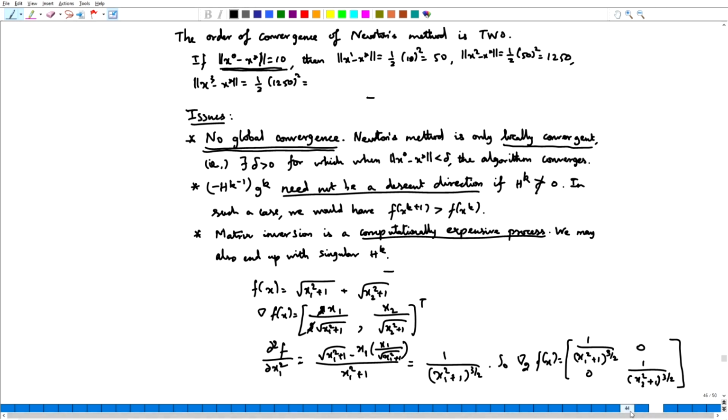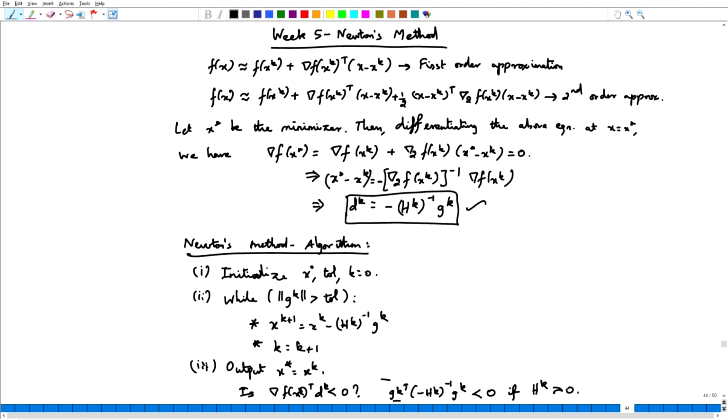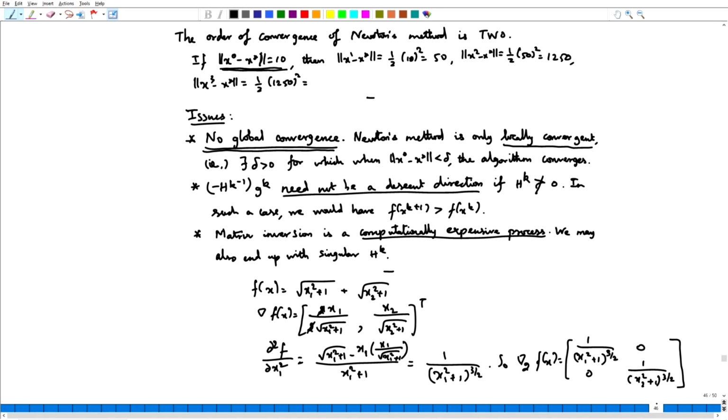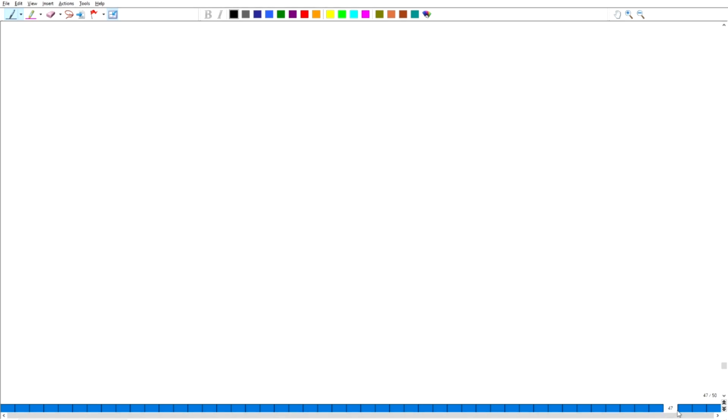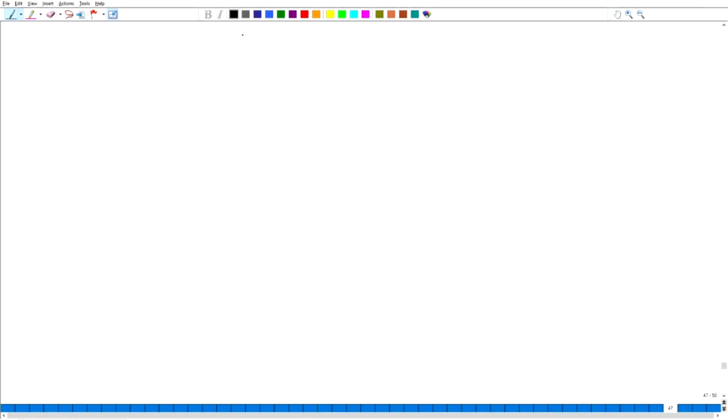So, we saw that if it were positive definite, then it is certainly a descent direction. So, if it is not positive definite, it may turn out that minus Hk inverse gk need not be a descent direction. Okay. So, there is a simple example which I can give analytically. Okay. So, what is that?